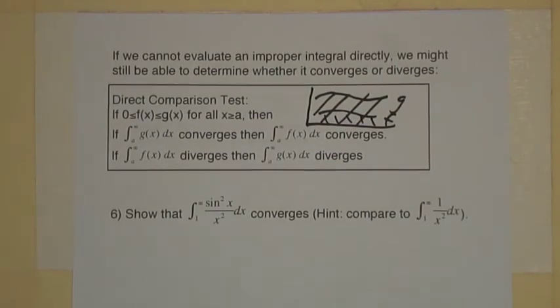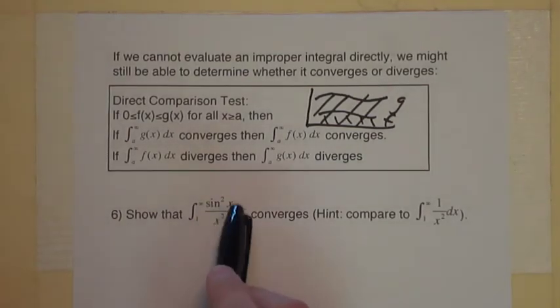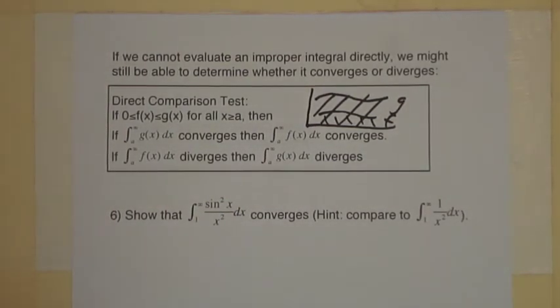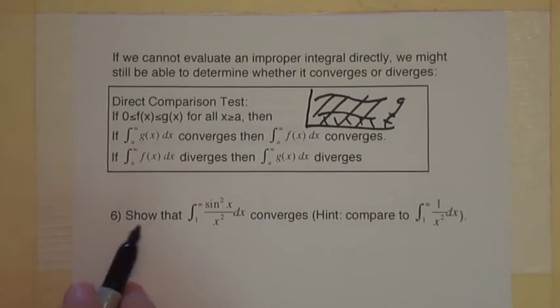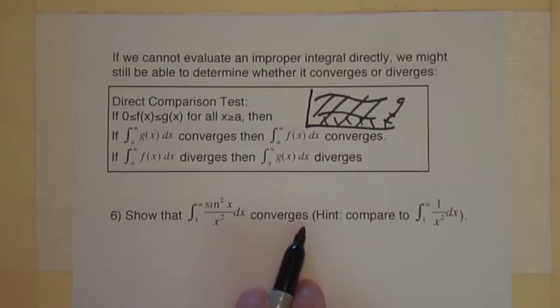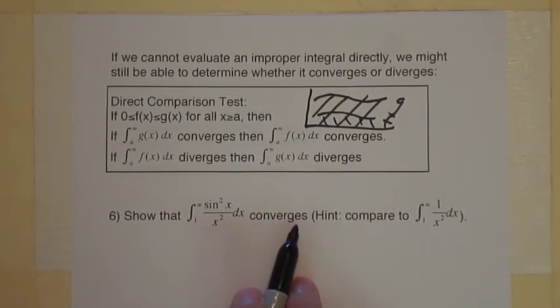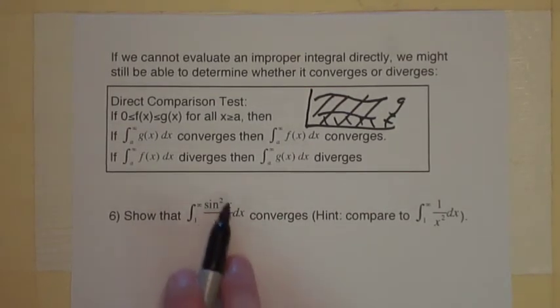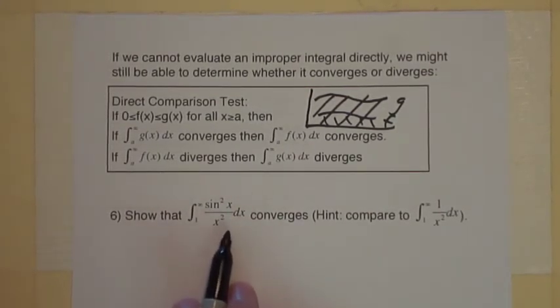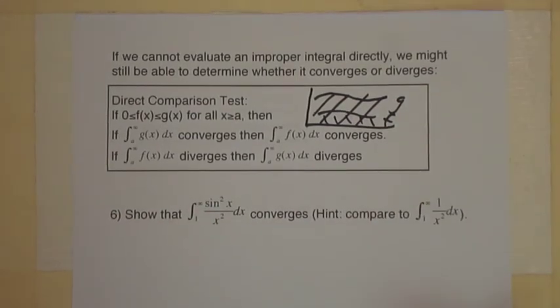So how do we apply this test? Let's do this example. Show that the integral of sine squared x over x squared converges by comparing it to the integral of 1 over x squared. So according to the comparison test, to show something converges, we need to find something larger than it which also converges. And then this will be a smaller number, and so it will also converge.